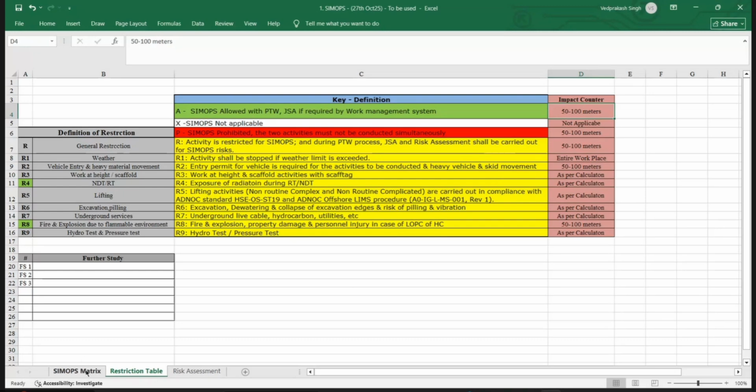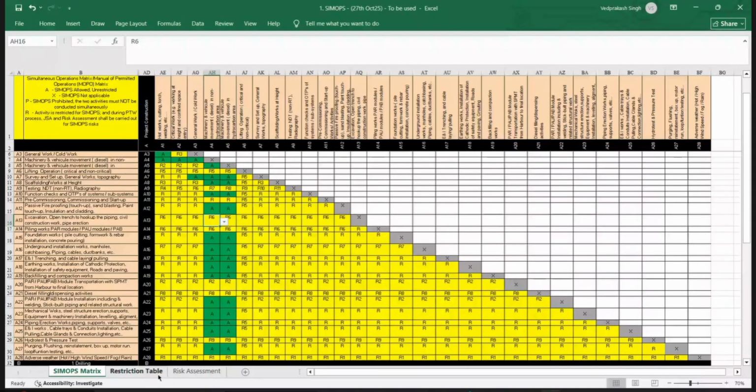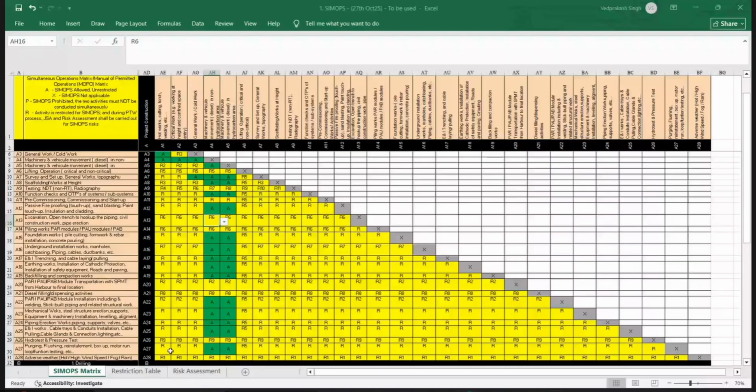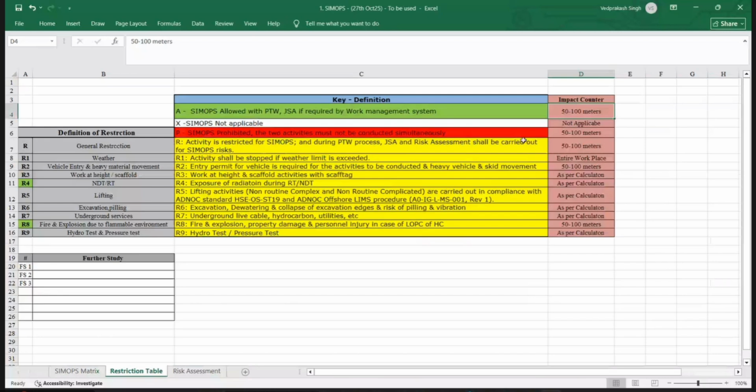So we need to use that terminology. Mr. Beth, regarding the 50 to 100 meters which has been selected, was there any basis for selecting it, or is it based on industry practice or experience? Based on experience, Vijay. Okay. So guys, this is a good intervention.